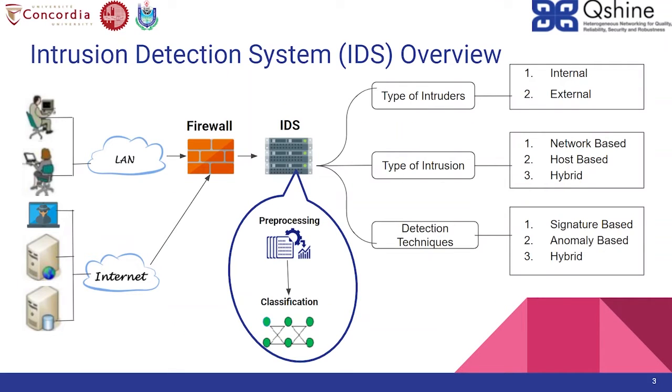So, first of all, what is an intrusion detection system? In an intrusion detection system, it mainly identifies intruders. In our work, we consider external intruders, and we mainly work with network-based intrusion detection systems, and we use anomaly-based intrusion detection techniques.